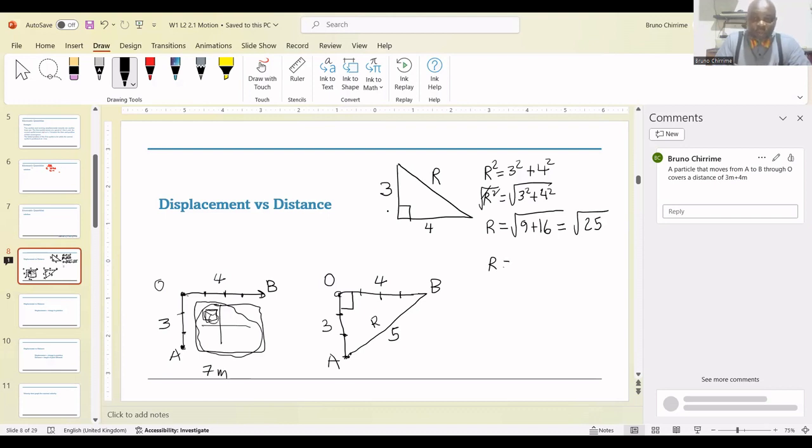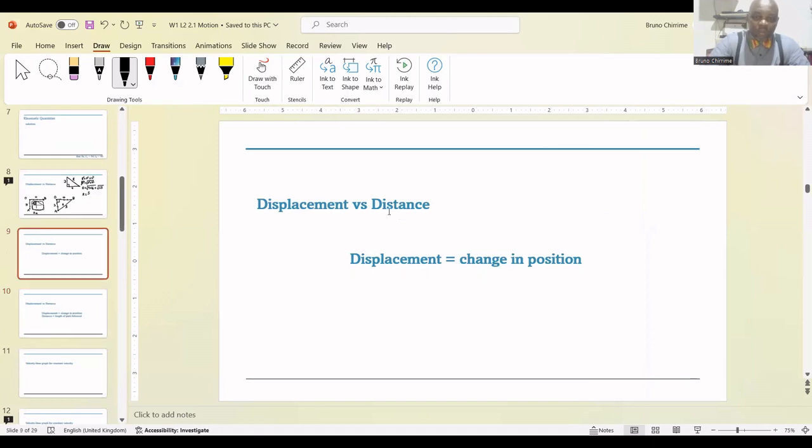So in this way, we can see the 5 units or 5 meters, that is the displacement, in comparison to the 7, which is the distance covered. So the definition tells us that displacement is change in position. It doesn't matter whether you went to the north, to the south, you went around and you went down. The displacement just represents what you moved from point A to your last point, which is point B. That's your displacement, that's very important.